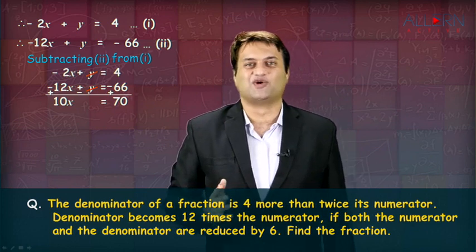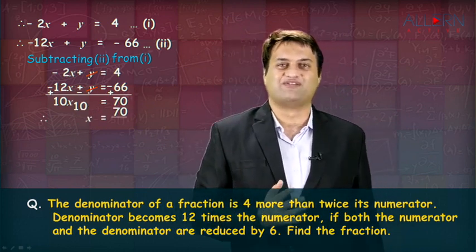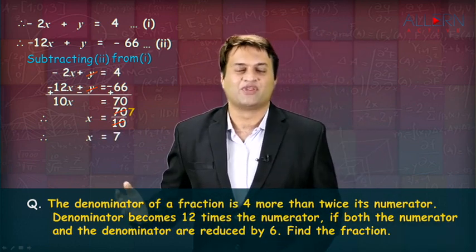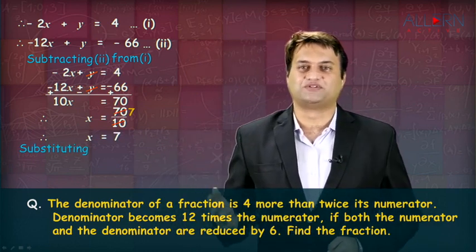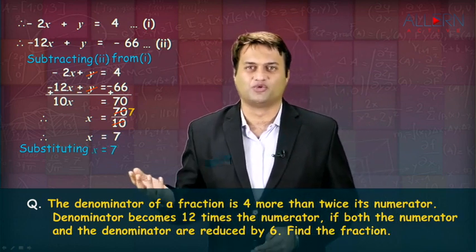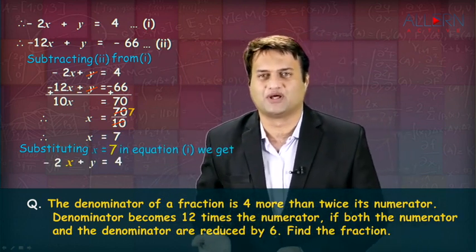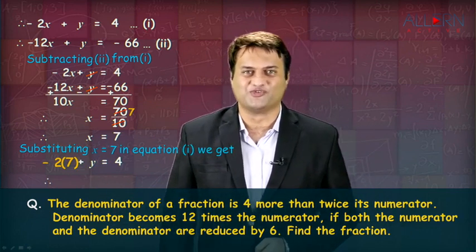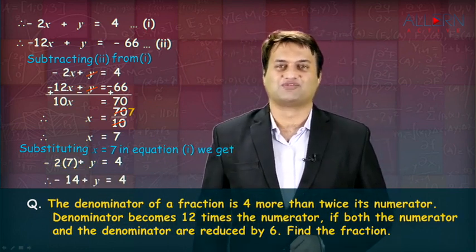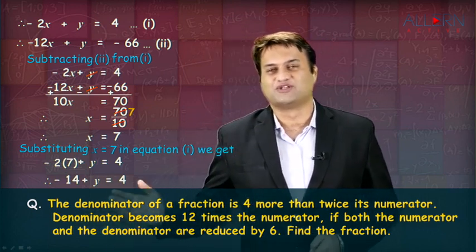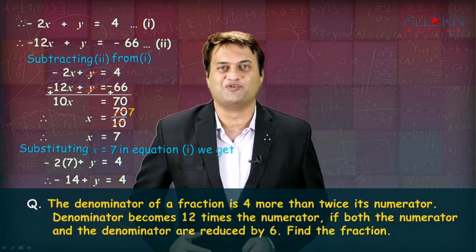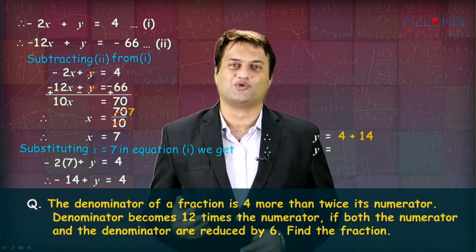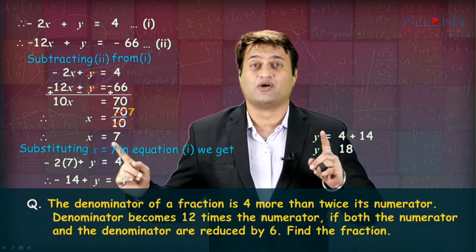So 10x is equal to 70. So x is equal to 70 upon 10. 10 sevens are 70, x is equal to 7. You get the value of x as 7. Substitute x is equal to 7 in either of the two equations. Say if we substitute in equation number 1, we get minus 2 into 7 plus y is equal to 4. We get minus 14 plus y is equal to 4. Variables on one side, constants on the other side, you get y is equal to 4 plus 14, you get y is equal to 18. x is 7, y is 18.